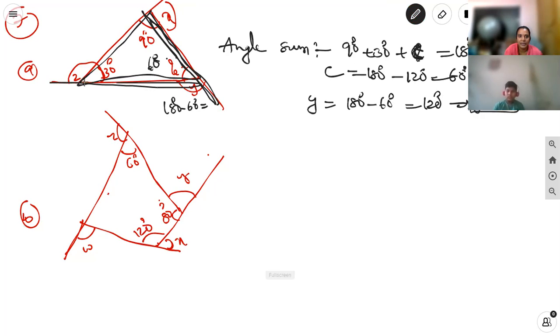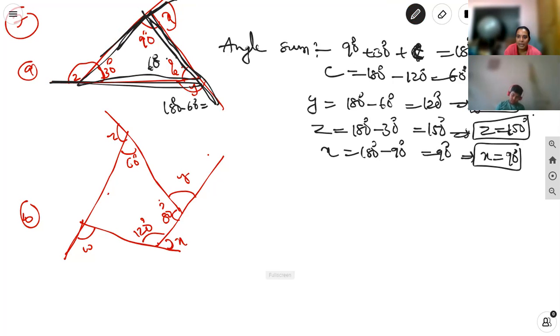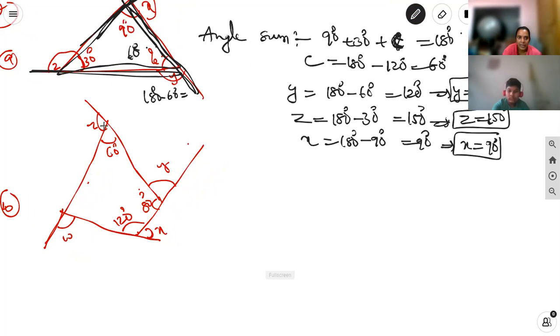Next, this is a straight line, so Z equals 180 minus 30 degrees, which equals 150 degrees. So Z equals 150 degrees. And for X, this is a straight line, so X equals 180 degrees minus 90 degrees, which equals 90 degrees. So X equals 90 degrees. Okay. Next, these are straight lines only.